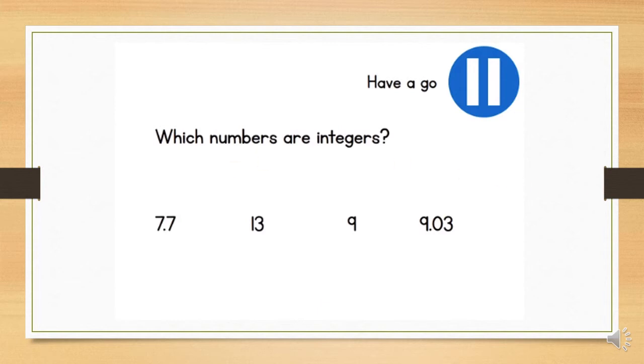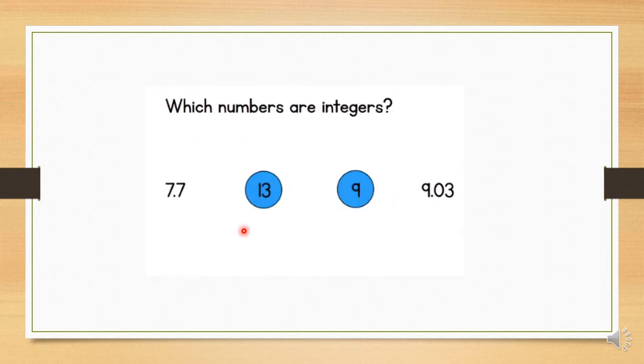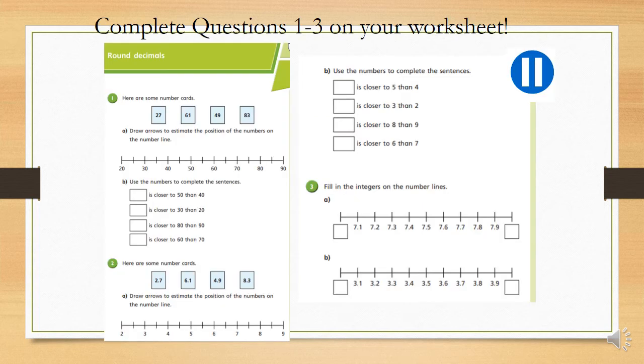What I'd like you to do now is have a little go at the question below. Pause the video. Can you work out which numbers are integers? Remember, integers is a mathematical term for whole numbers. So 13 and 9 are the integers here. 7.7 is not an integer because it has decimals, and same with 9.03. Now I want you to pause the video here and have a go at questions 1 to 3 on your worksheet.